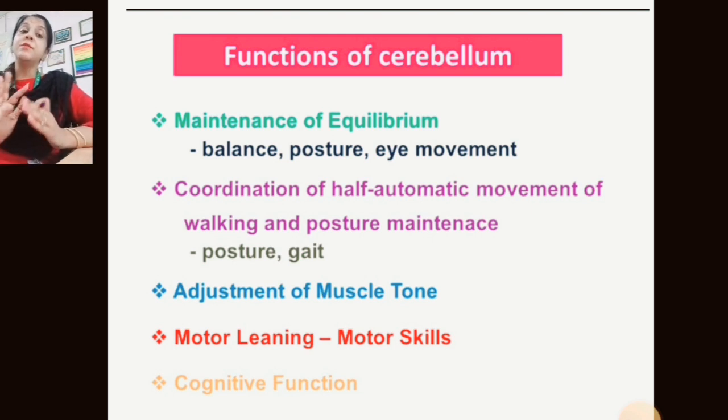The adjustment is done by a part of the cerebellum. Out of the three parts, the vestibulocerebellum, the cerebrocerebellum and the spinocerebellum, the spinocerebellum helps to adjust the muscle tone, which is important for every motor task. And the next one is motor learning, motor skill, as I told in the previous video, how motor learning works and how motor skills work.